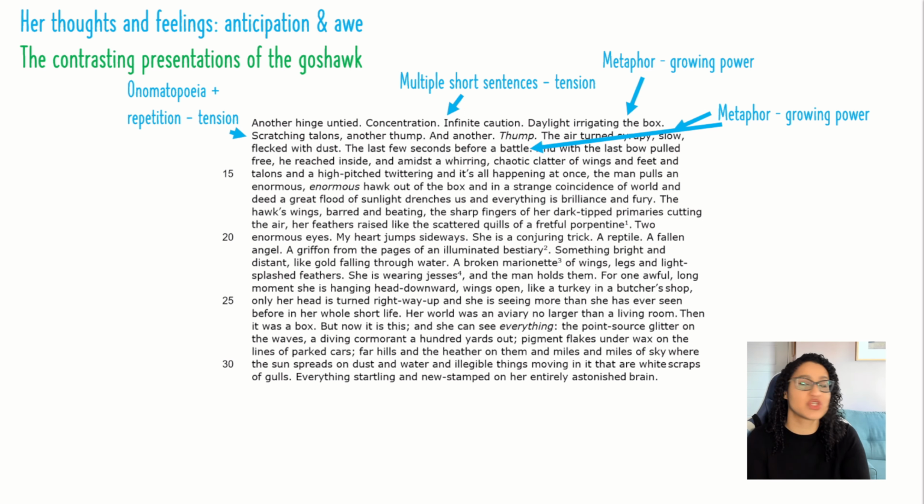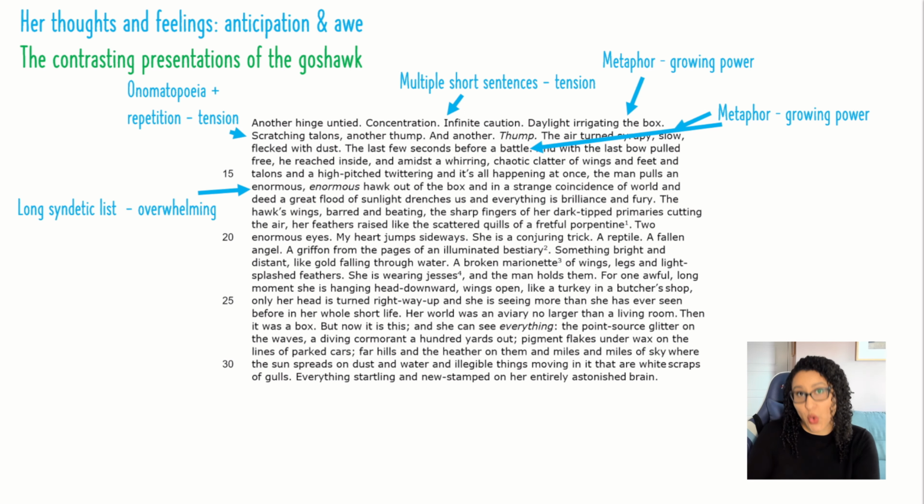So you have this line: "and with the last bow pulled free, he reached inside, and amidst a whirring, chaotic clatter of wings and feet and talons and a high-pitched twittering, and it's all happening at once, the man pulls an enormous hawk out of the box, and in a strange coincidence of world and deed, a great flood of sunlight drenches us, and everything is brilliance and fury." Beautiful sentence, but man, that was difficult to read in one breath. There are so many things going on here.